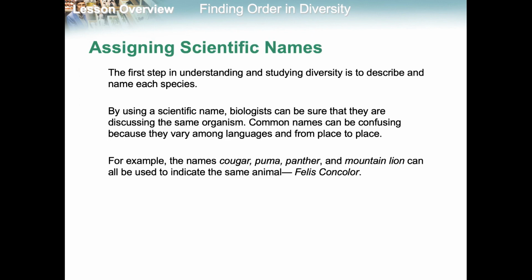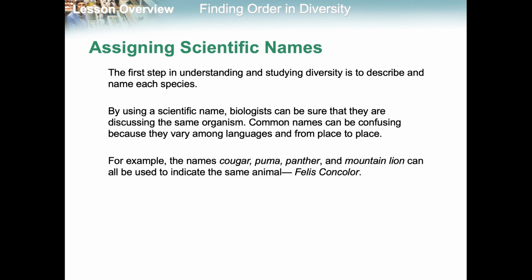Now, when they assign scientific names, they have to have an understanding and they have to be able to study diversity to describe each species. So, with scientific names, biologists can be sure they're discussing the same animal. Let's say we use common names like gato for cat. Gato is cat in Spanish, so obviously gato and cat are the same thing. Now, if I say gato in Italy, then that means cake. Obviously, not the same thing. So, having scientific names can make it easier to speak to others with different languages and different locations.